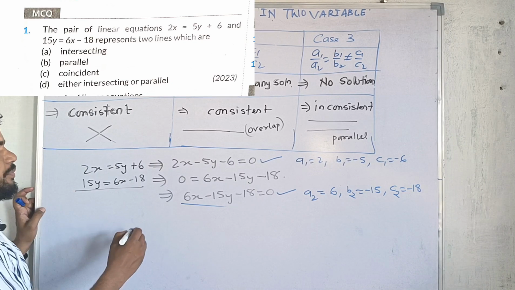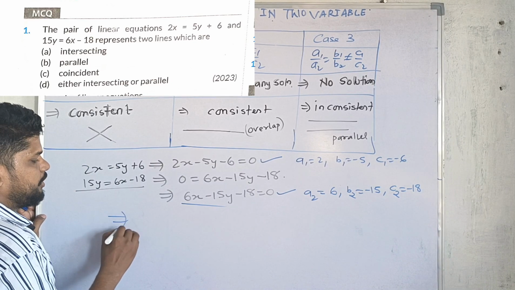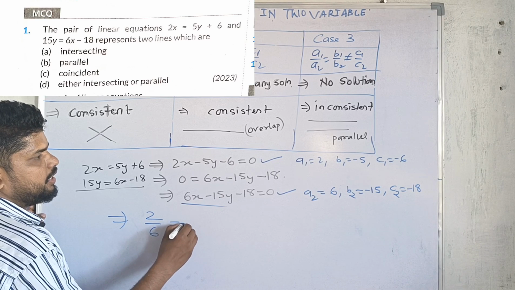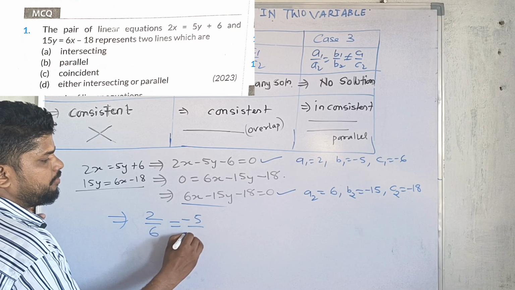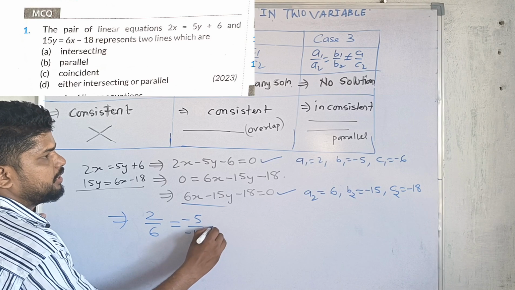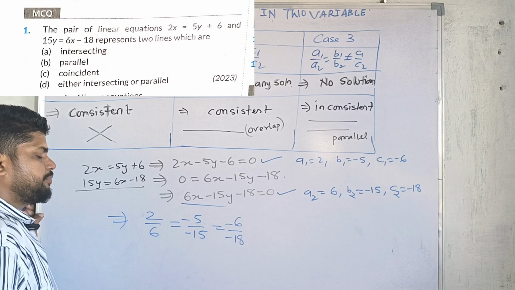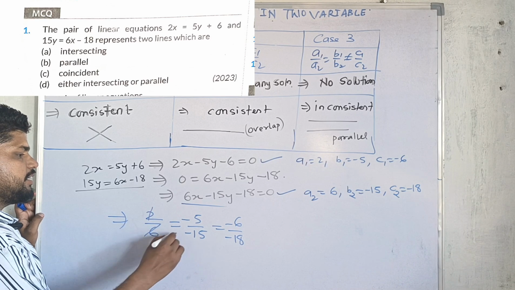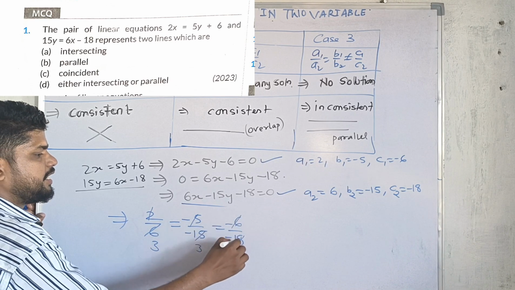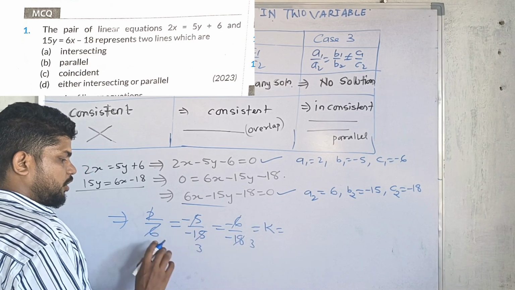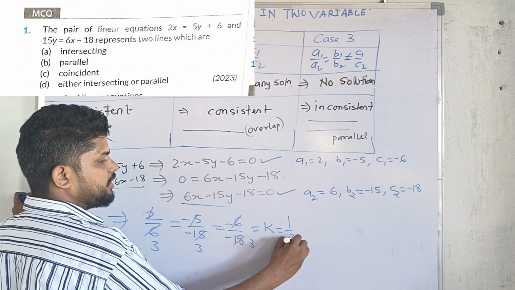Okay, now here, as we can see that 2 upon 6, minus 15 upon minus 15, minus 16 upon minus 18. This is 1/3, this is 1/3, and this is again 1/3. So they are having some common constant term which is 1 upon 3.